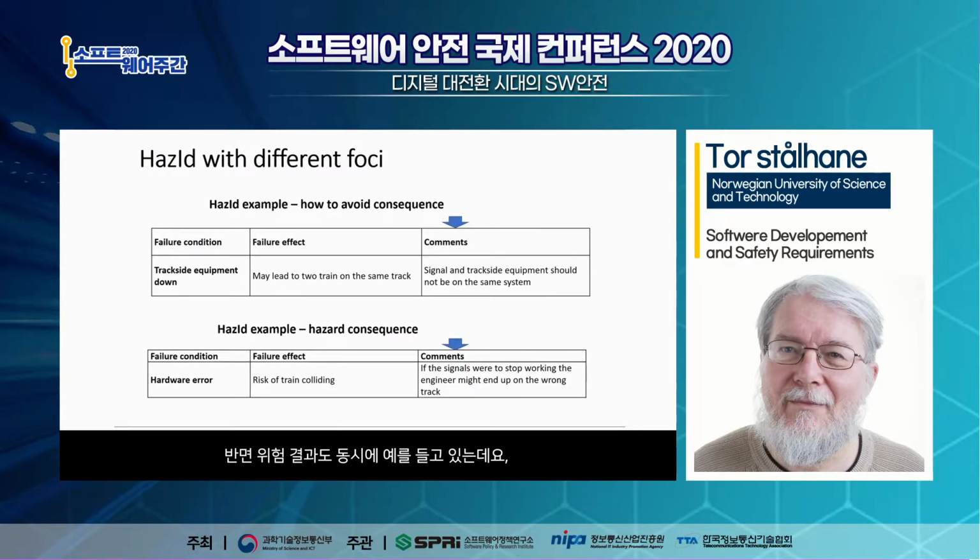And on the other hand, the second is about consequences. It talks about the hardware error. There's a risk of train colliding. And if the signals were to stop working, the engineer might end up on the wrong track. So it's a focus on the consequences. They're still both hazards, they're still both legal, but they have different foci. I need to remember that.